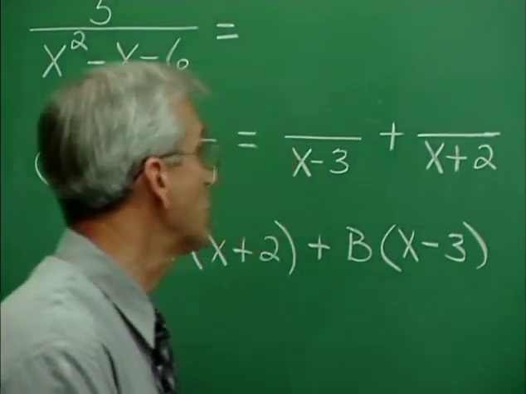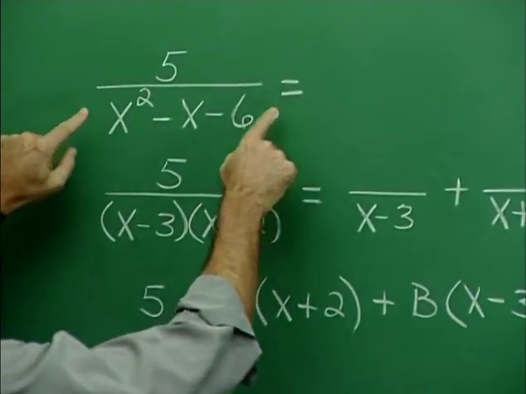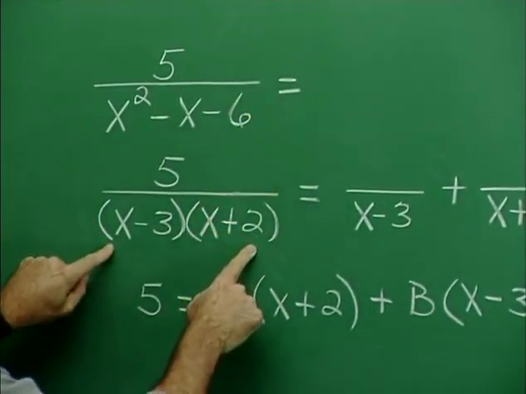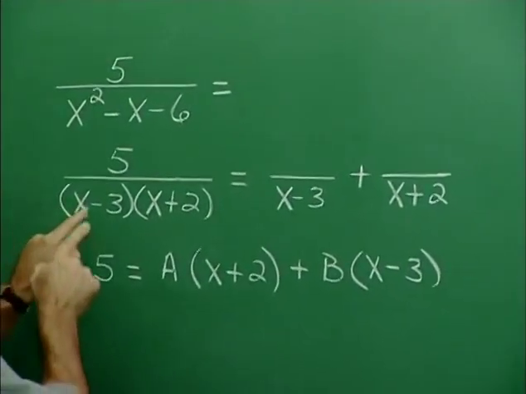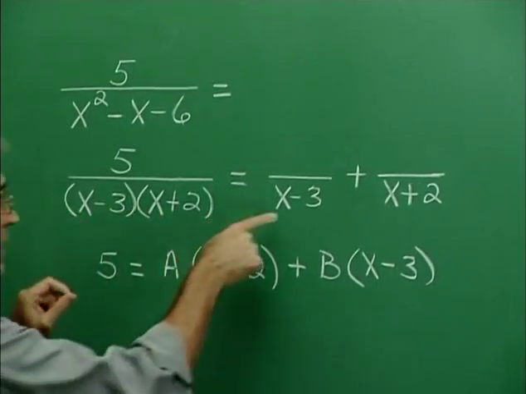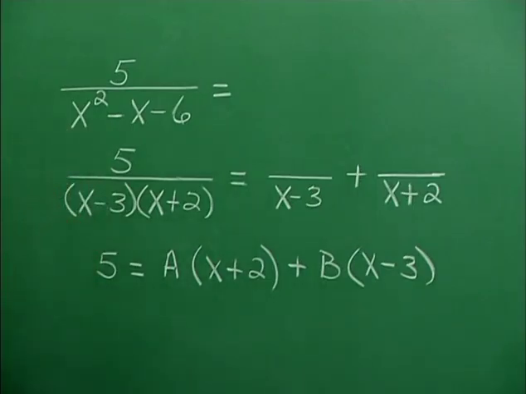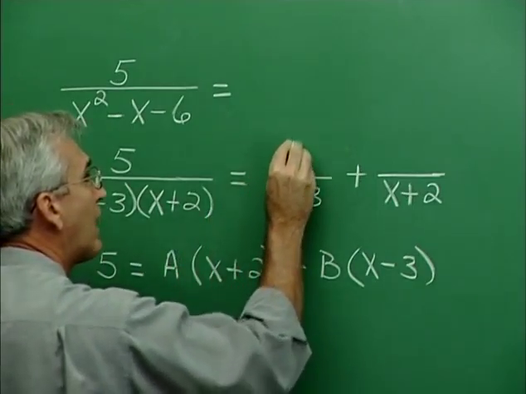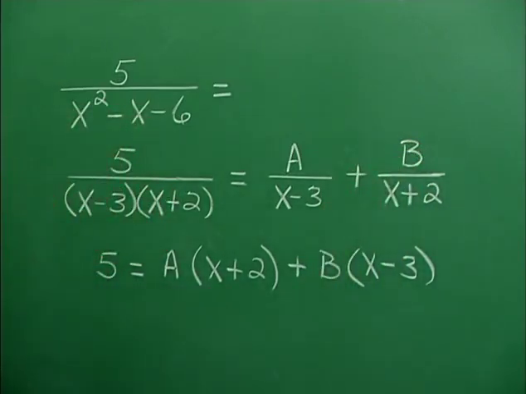Here's how the process works. We start with a fraction that might look like this, and we begin by factoring the denominator. Now, it turns out that the two partial fractions will have as denominators the separate factors that we have here. So one of them will have this factor and the other will have that factor as a denominator. Now the trick is to identify the numerators of these fractions. We'll identify those numerators as a and b.